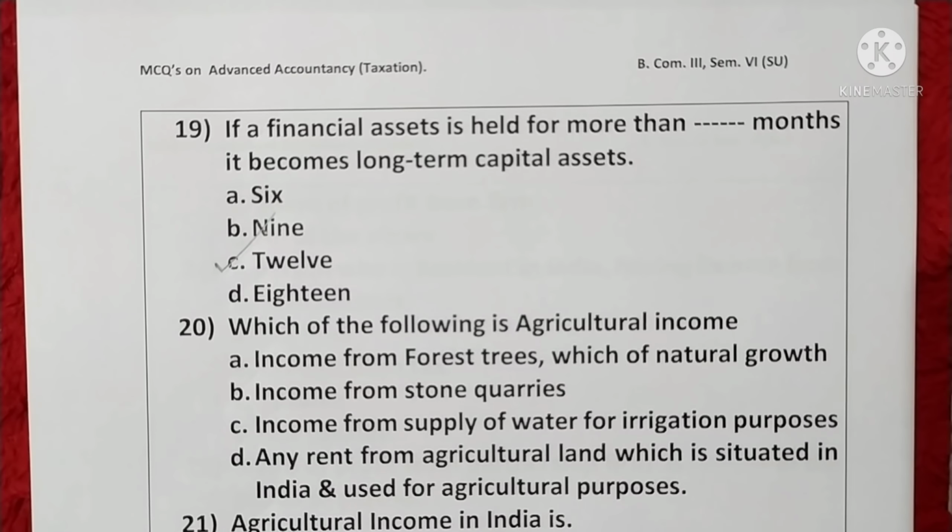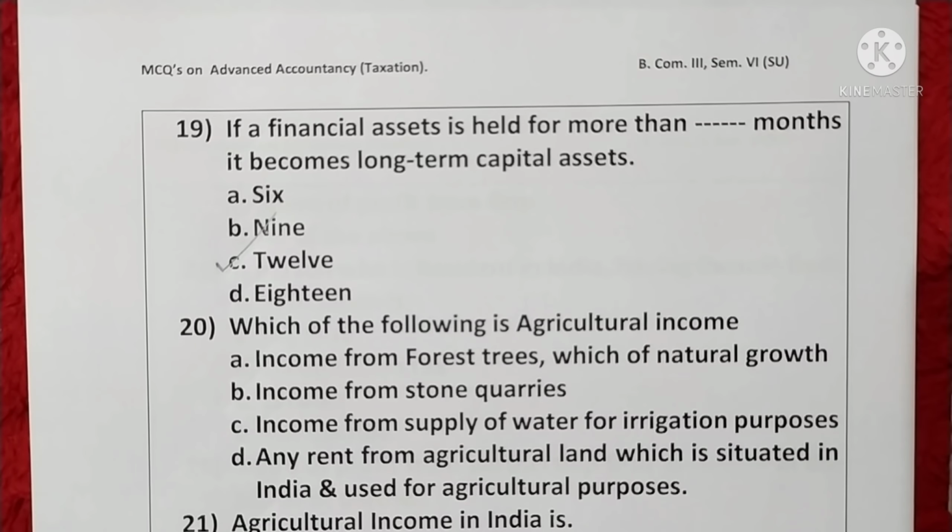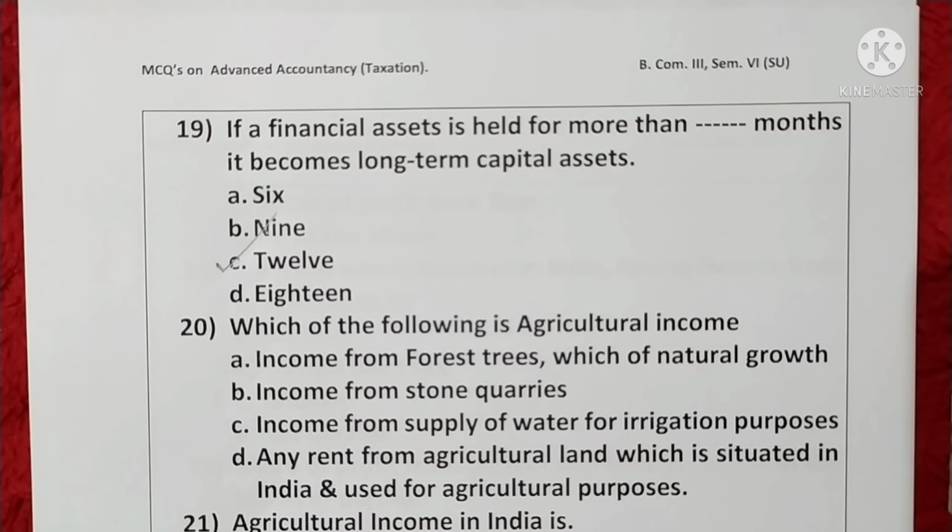Question 20. Which of the following is agricultural income? Options are given: income from forest trees which are of natural growth, income from stone quarries, income from supply of water for irrigation purposes, any rent from agricultural land which is situated in India and used for agricultural purpose. Here, the first three options are non-agricultural incomes.